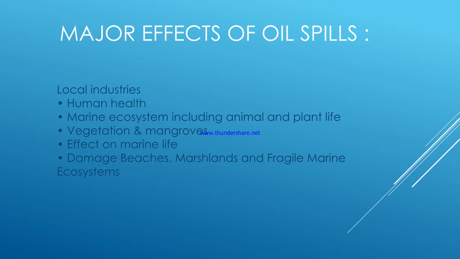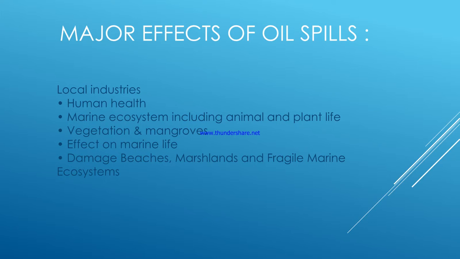Now let us move on to major effects of oil spills, which are on local industries, which depend highly on marine resources for their raw materials. The second one is human health. Seafood forms a major part of human appetite, and if petrol enters the food chain, then it will have a devastating effect on human life.